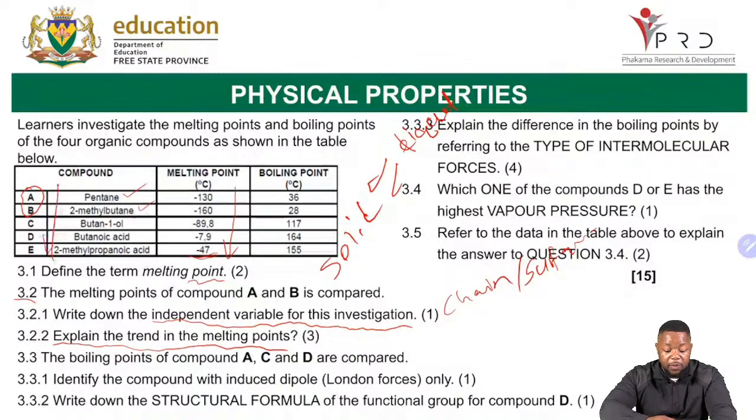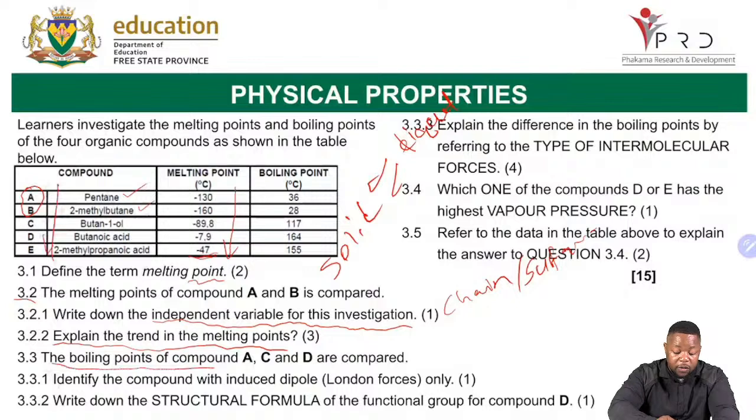So when you want to explain the trend in the melting points, we can indicate that as we go down, let's say maybe from compound A to B, the chain length is decreasing. And if the chain length is decreasing, the strength of the intermolecular forces will also decrease. In this case, we must say the strength of the London forces decreases. Less energy will be required to overcome the intermolecular forces, and hence a decrease in the melting points. We are going to see the right answer in the next slide.